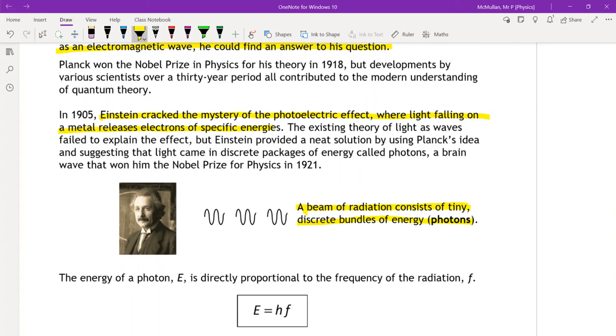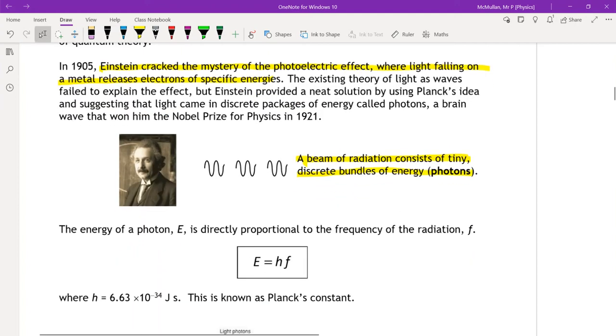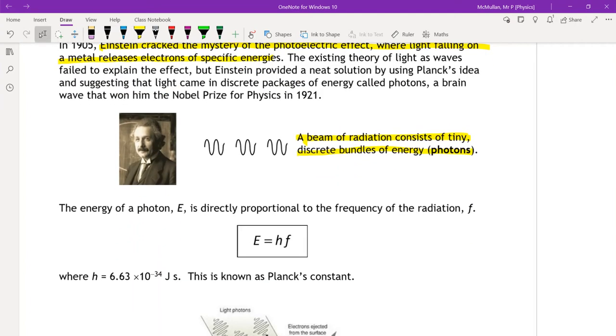So how much energy does a photon have? It is proportional to its frequency. The energy of a photon E is directly proportional to the frequency f multiplied by Planck's constant h. This value, 6.63 times 10 to the negative 34, will be given to you in the data sheet that you get in a test.